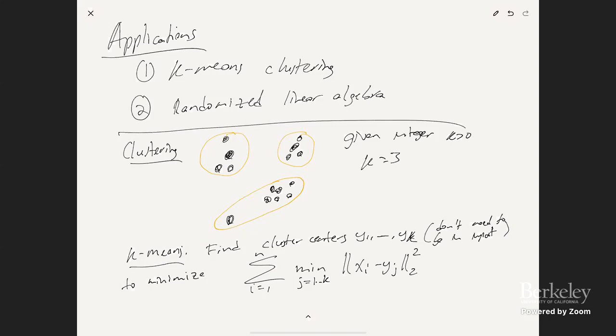And as you might imagine, algorithms for this problem have runtimes that depend on dimension. So, can we speed it up using random projection? And the answer is yes. Let me write that objective function again: the sum i goes from 1 to n of the min j goes from 1 to k of the squared norm of xi minus yj. We want to minimize this over choices of y1 to yk.